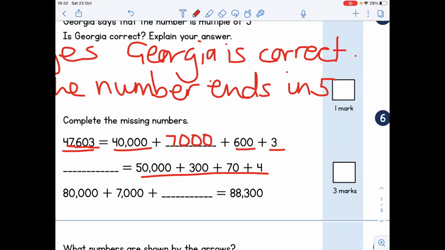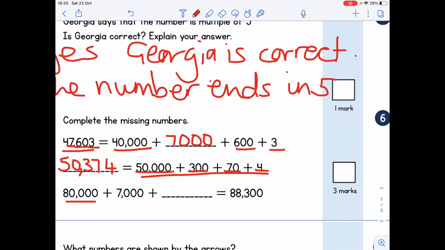So we've got 50,000, no thousands, 300s, 7 10s, and 4 ones. So the number is 50,374. On the last one, it's a little bit trickier, so be careful.